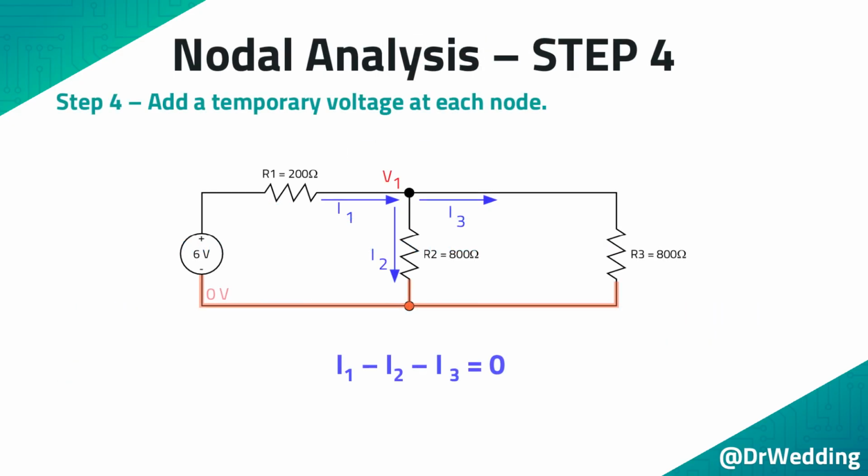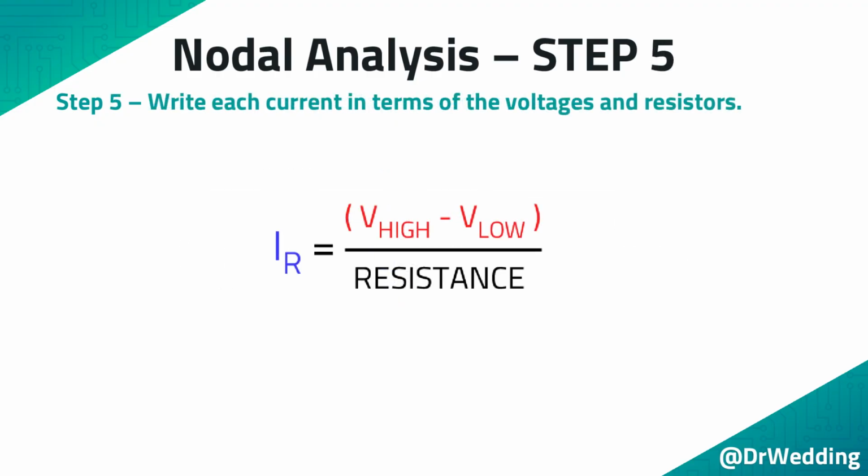Step 4. Add a temporary voltage at each node. We will call the temporary voltage at the upper node V1. There is no need to create a node voltage for the lower node because we already know the voltage is 0. Step 5. Write each current in terms of the voltages and resistors.